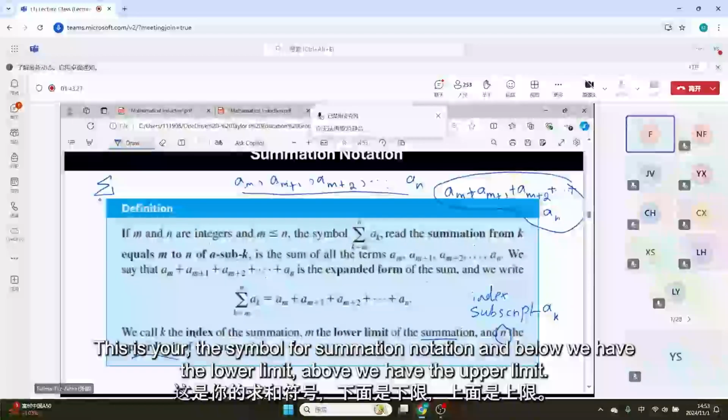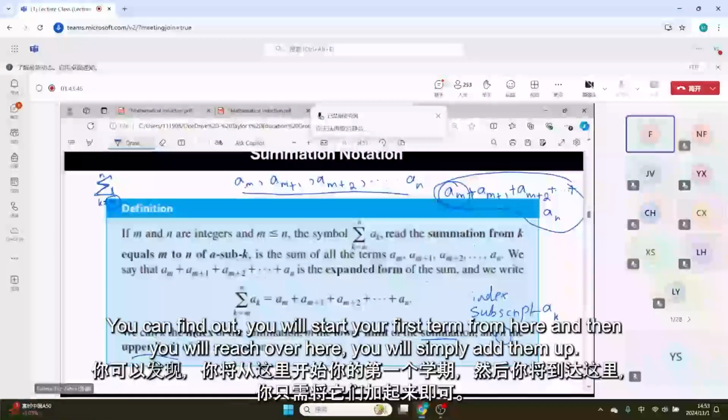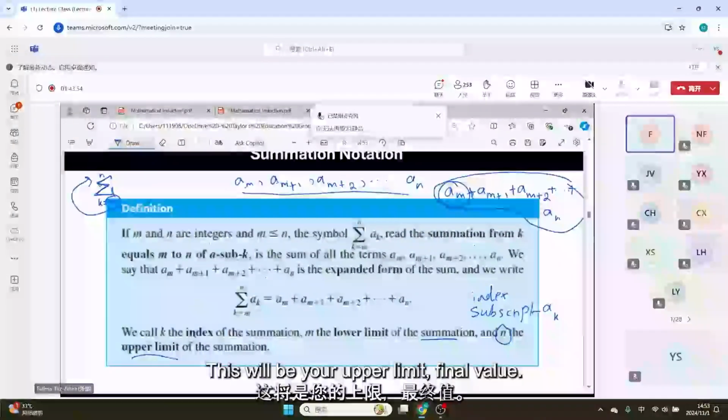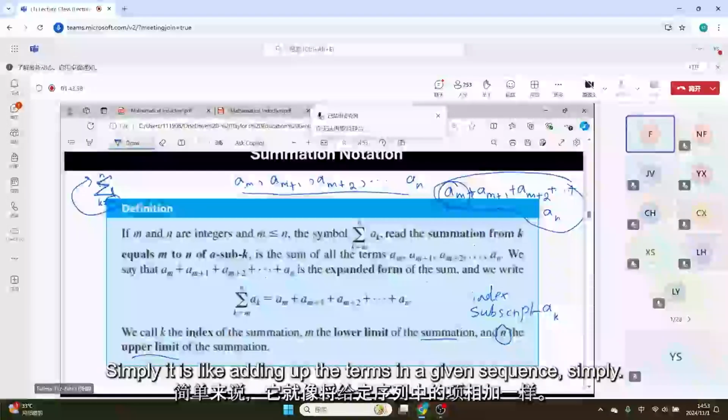Here we have two things. This is the symbol for summation notation, and below we have the lower limit, above we have the upper limit. This means the first term. You will start your first term from here, and then you will reach over here, and you will simply add them up. This will be your upper limit, final value. Okay, this is what summation notation is. Simply it is like adding up the terms in a given sequence.